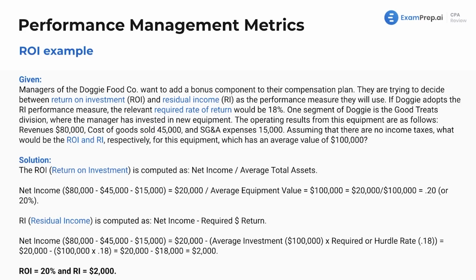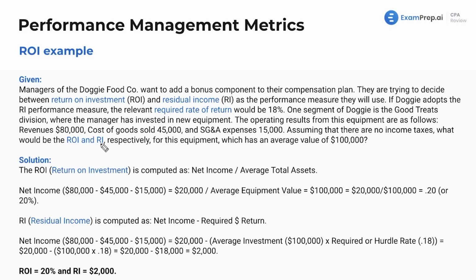Here's an example of ROI. Let's run through it. Numbers are our favorite because numbers don't lie. Well, this is a big old formula, big old question. Let's see what the question's actually asking. Assuming no income taxes, gosh, what a perfect world, no income taxes, what would be the ROI and RI?